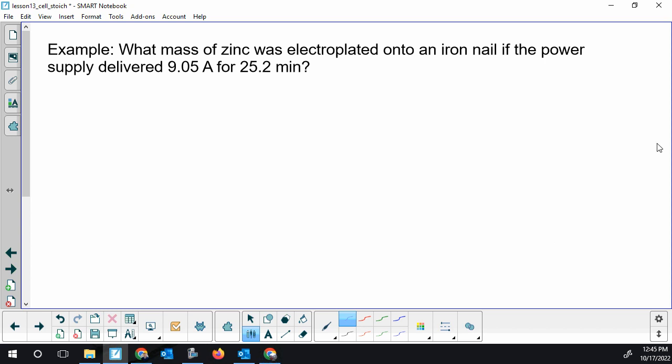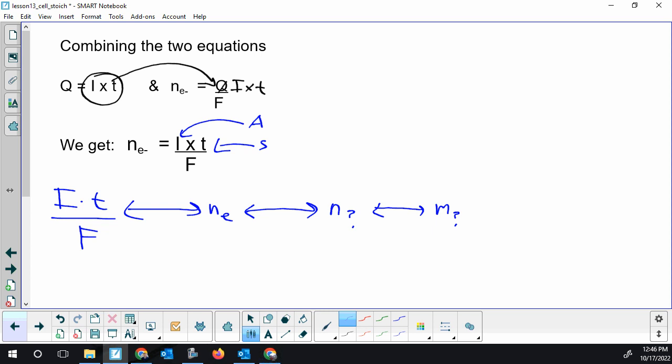Ready? Okay. So I need to figure out what's my question and which way am I going through my flow chart or my plan. What mass of zinc? So this is our question. Mass, and it's not mass of question mark, it's mass of zinc. That's my ending point. I want to finish with the mass, so I am going through the sequence heading to the right. You can go either way, but this is where I want to get to.